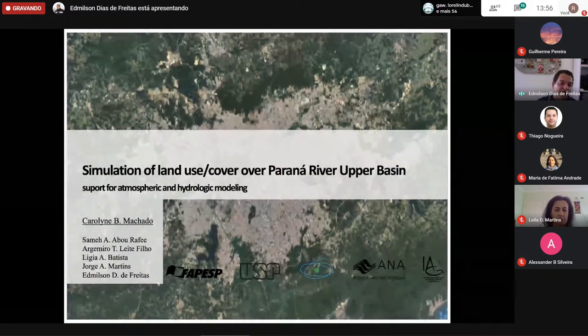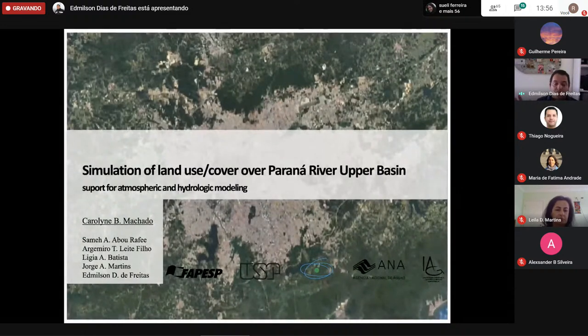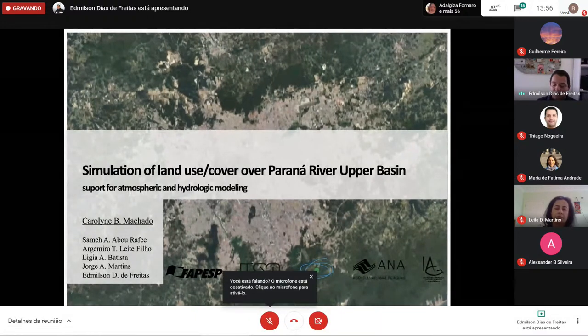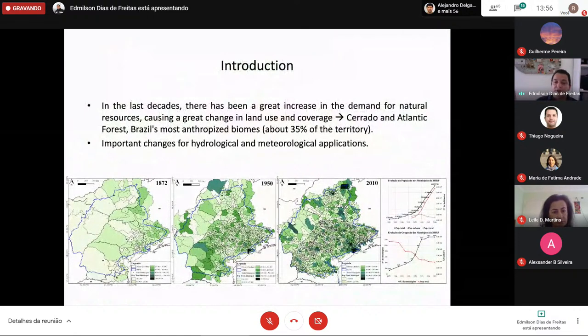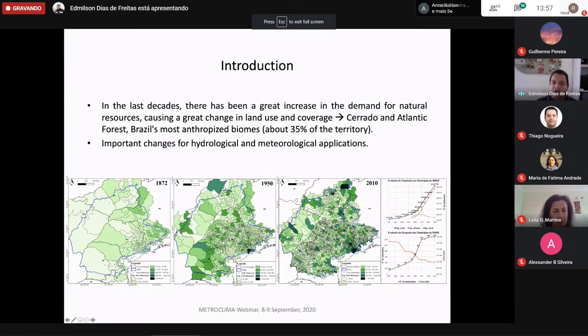And the final thing that I want to show you, which I think is incredible work from Caroline Machado, is devoted to the future simulations, and you are going to see why I'm so happy with this result. We know that land use evolves really fast, especially when we have a lot of people in the area. This figure shows the evolution from 1872, 1950, and 2010. We can see the very impressive change.